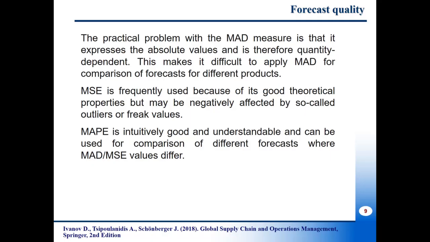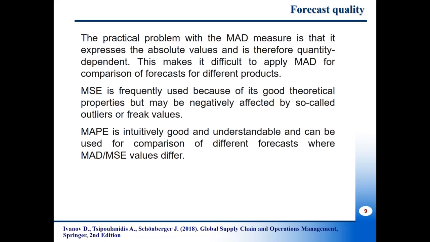The absolute deviations, or epsilon, of forecast are measured at each period across the forecast time window. The practical problem with the MAD measure is that it expresses absolute values and is therefore quantity dependent. This makes it difficult to apply MAD for comparison of forecasts for different products which have different magnitudes of average demand. For instance, a deviation of 100 is relatively low for an average demand of 1 million, but high for an average demand of 1,000.